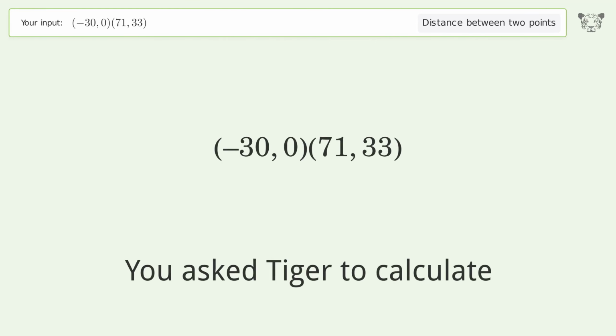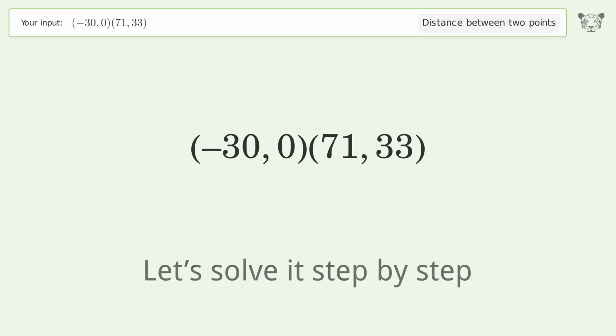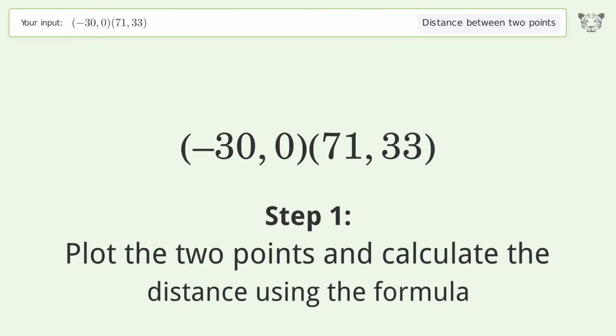You ask Tiger to calculate. This deals with the distance between 2 points. The distance between the 2 points is the square root of 11,290, or 106.254. Let's solve it step by step. Plot the 2 points and calculate the distance using the formula.